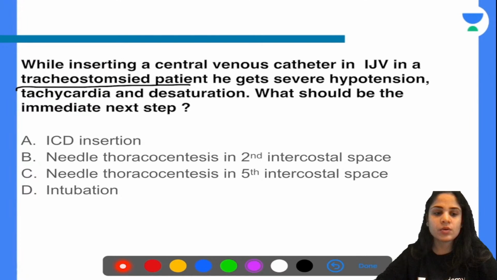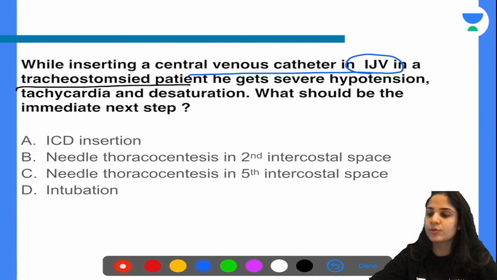All right. So can you tell me what is wrong with the child over here? What is wrong with this patient? You're putting a central line in the internal jugular vein. Now, why have they added it as tracheostomized patient? Okay, so they have just added tracheostomized patient. This is to confuse you. They have nothing to do over here. It has nothing to do. It is just to confuse you.